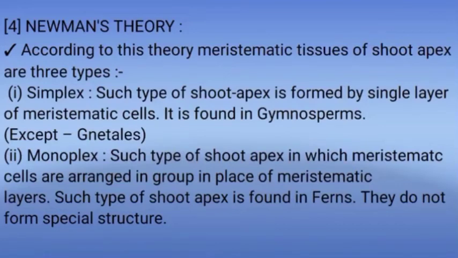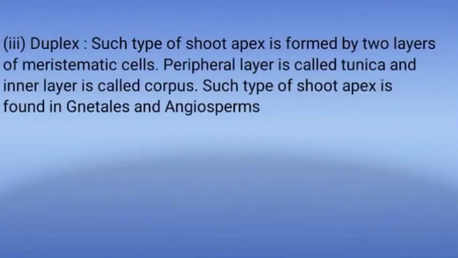Monoplex. This type of shoot apex has meristematic cells arranged in groups in place of meristematic layers. It is found in ferns. They do not form any special structure. Duplex. This type of shoot apex is formed by two layers of meristematic cells. The peripheral layer is called tunica and the inner layer is called corpus. It is found in Gnetum and angiospermic plants.